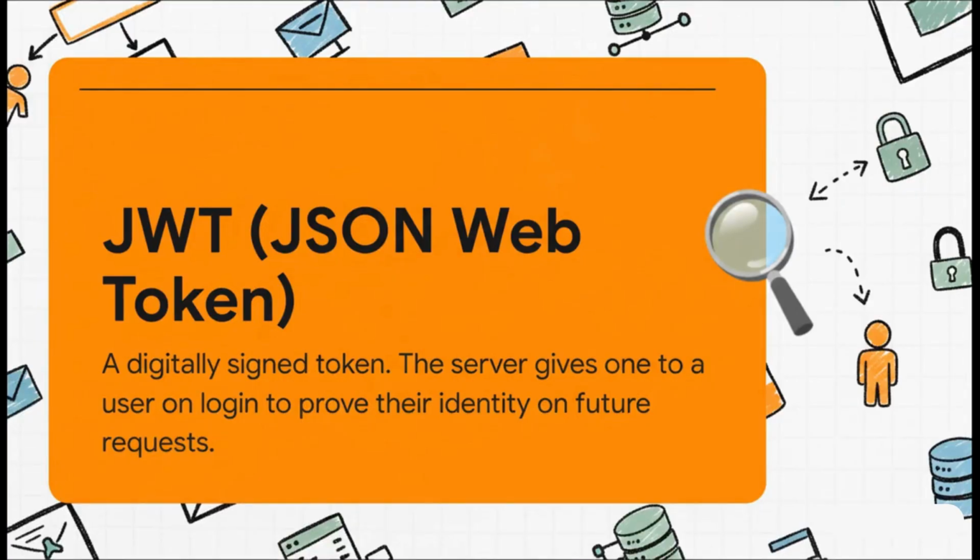One of the most popular ways to handle this is with JSON Web Tokens, or JWTs for short. It's actually a pretty simple concept. Think of it like getting a wristband at a concert. When you first log in with your username and password, the server checks who you are and gives you back this special digitally signed token. Then, every time you try to access a protected part of the site, you just flash that token, and the server knows you're allowed to be there.